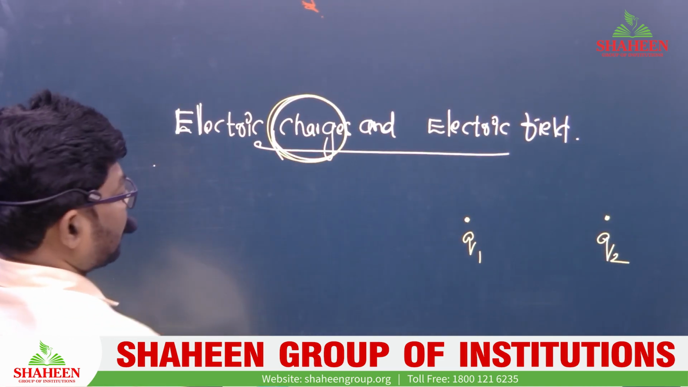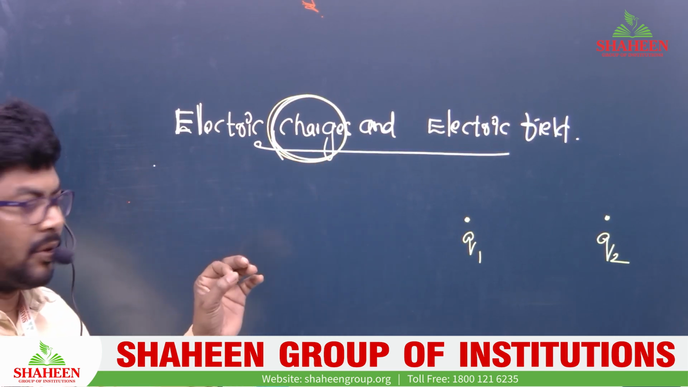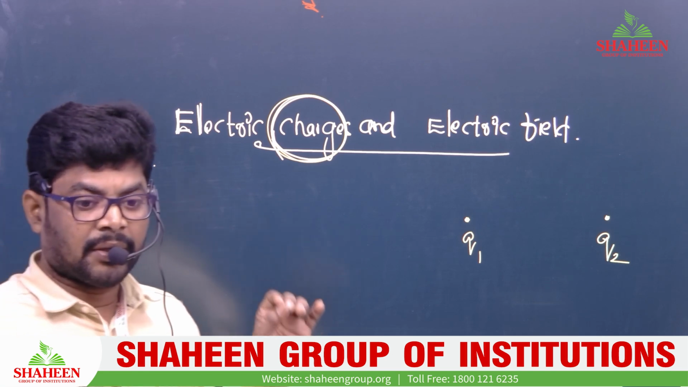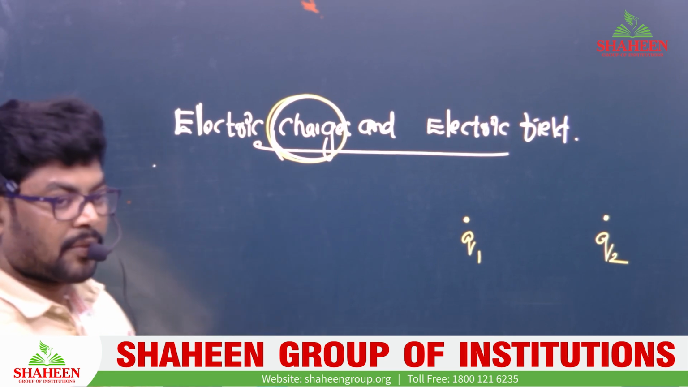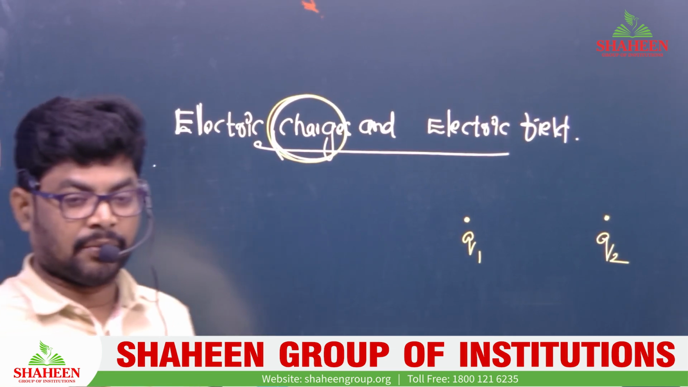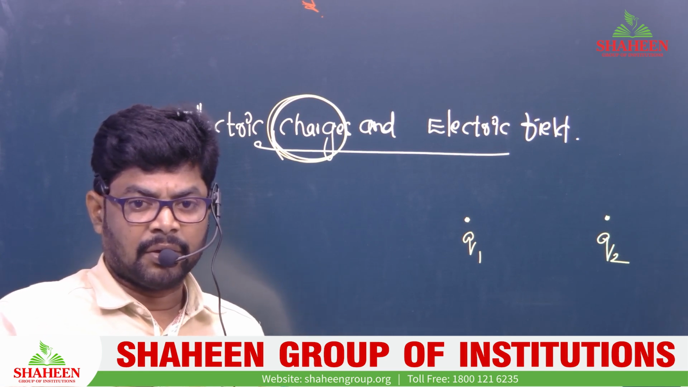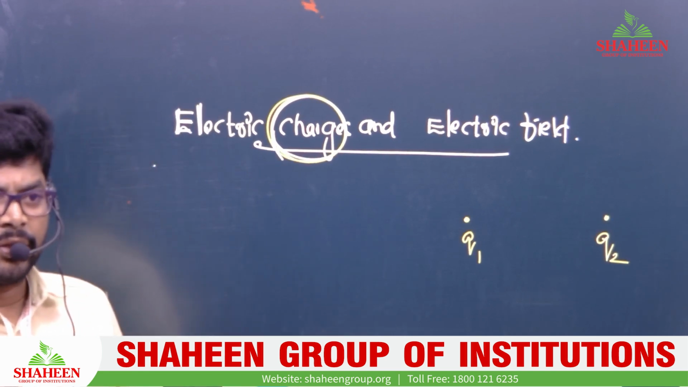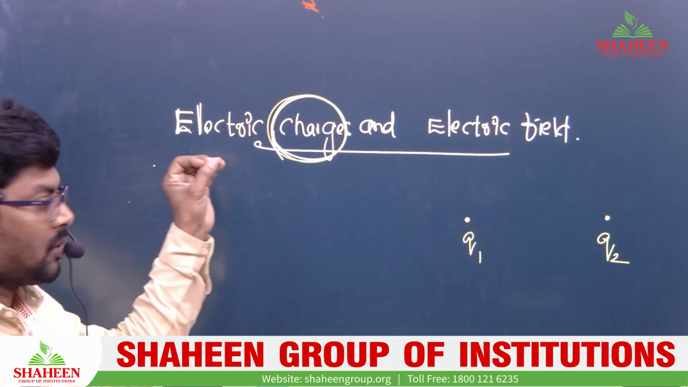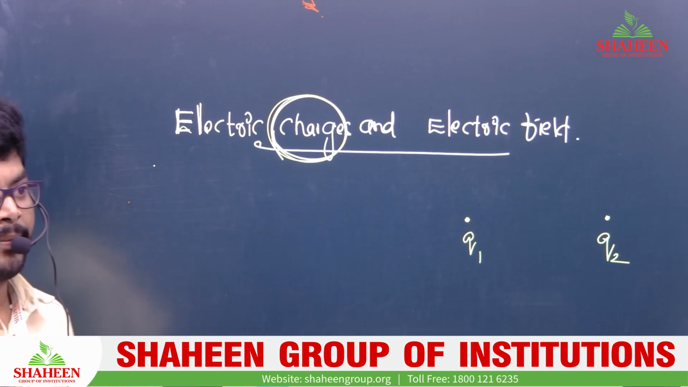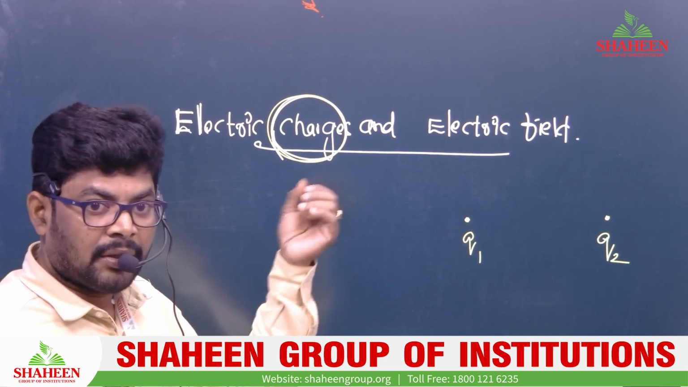So what is meant by charge? It is the fundamental property of matter. Charge is measured in the SI unit coulomb, and the CGS unit is the electrostatic unit. There are two types of charges: positive charge and negative charge. Positive charge means deficiency of electrons, removal of electrons. Negative charge means addition of electrons or excess of electrons in a body. Clear?